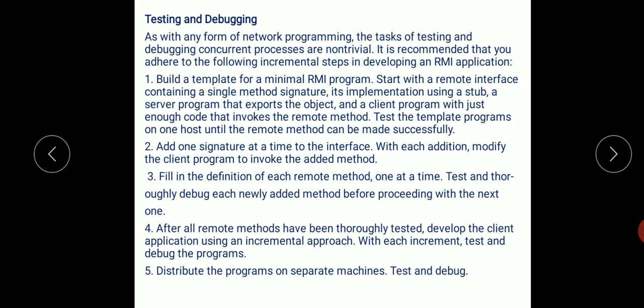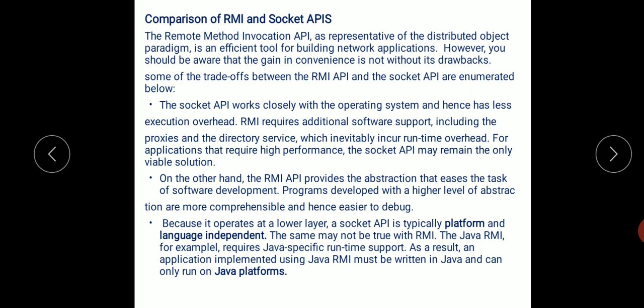The fourth step: after all remote methods have been thoroughly tested, develop the client application using the incremental approach, one by one. With each increment, test and debug the programs. After successful compilation of the whole RMI program, distribute the programs on separate machines, then test and debug.